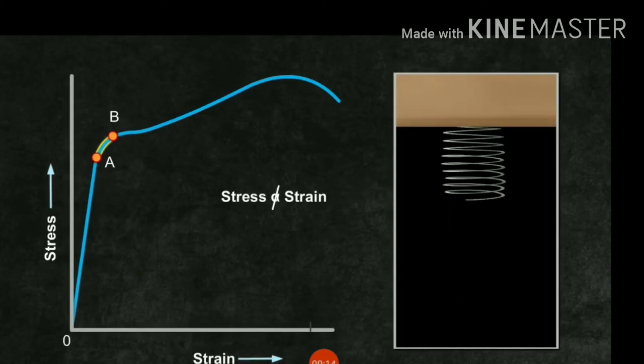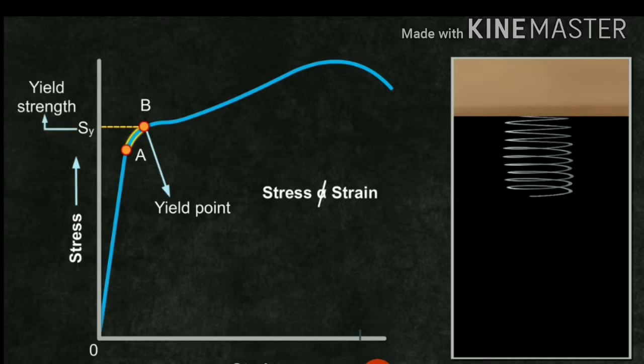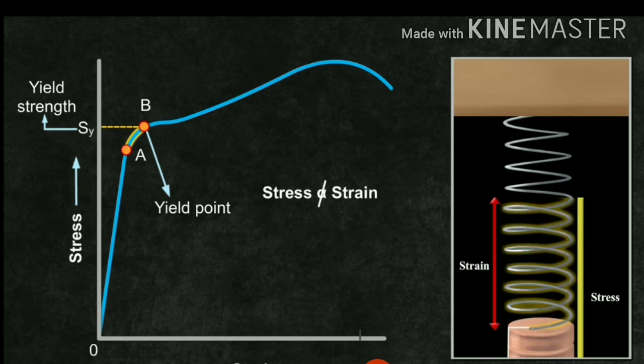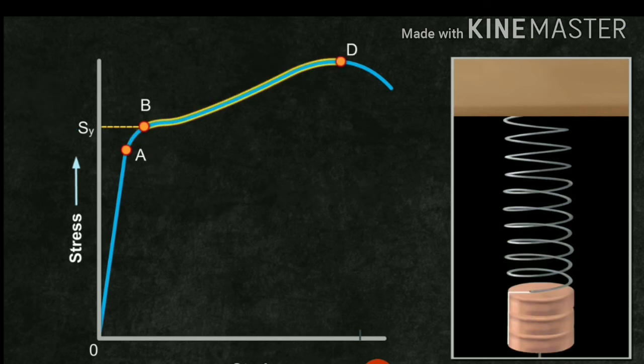In the region A to B, stress and strain are not linearly proportional, but the body regains its original position when the force is removed. The point B is known as the yield point or elastic limit, and the corresponding stress is known as yield strength, denoted by SY. If the load is increased further, the stress developed exceeds the yield strength and the strain increases rapidly even for a small change in the stress. The portion of the curve between B and D shows this.